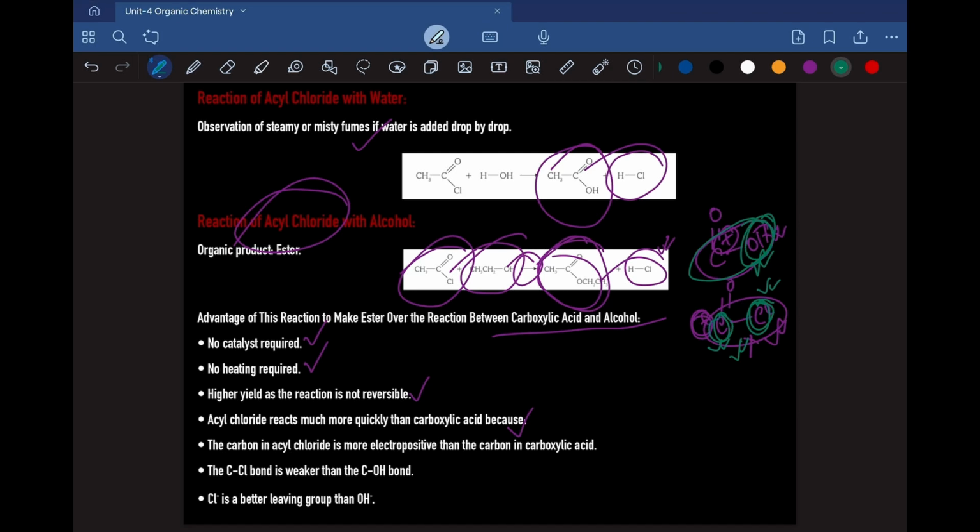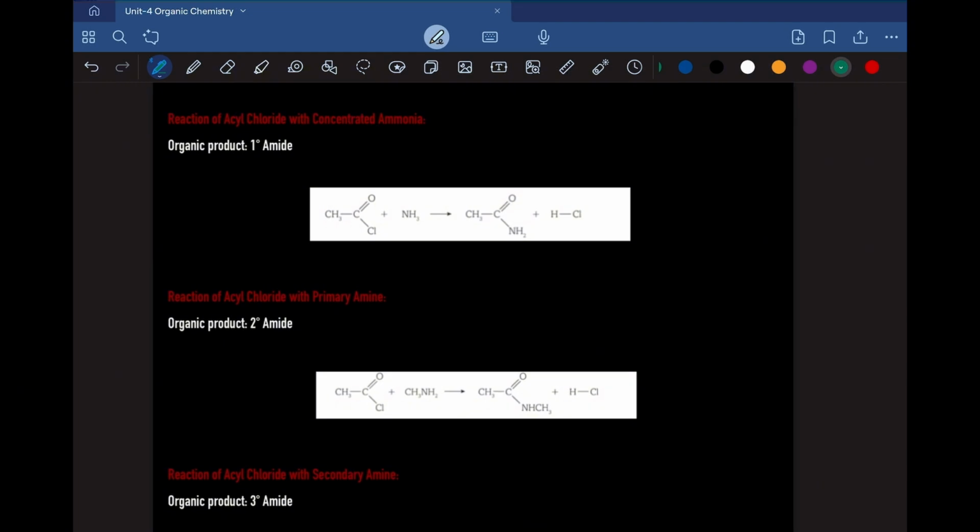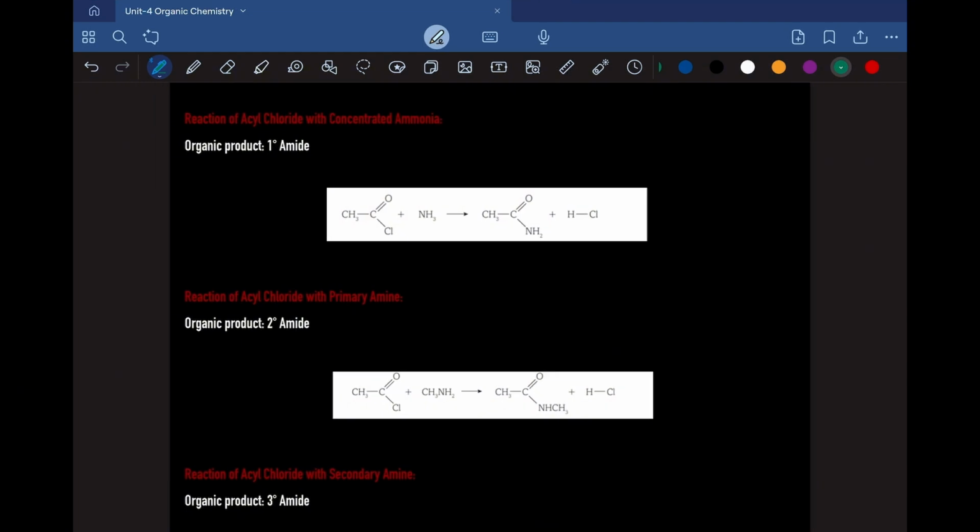That's why we always favor, or this is the advantage of, the acyl chloride reaction with alcohol rather than the carboxylic acid reaction with alcohol to form the ester. Okay. Now moving forward, we will learn about the reactions of acyl chloride with concentrated ammonia.